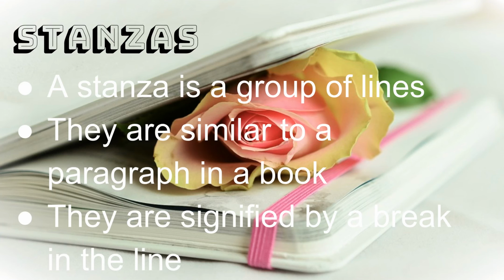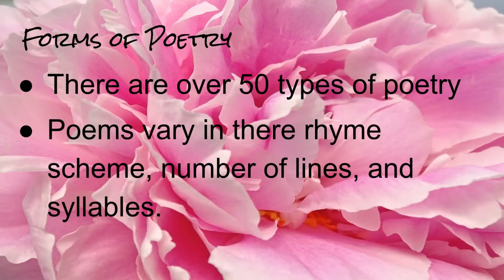Now in poems there are stanzas, and a stanza is a group of lines, and they are very similar to a paragraph in a book. They are signified by a break in the line. Now there are different forms of poetry. There are over 50 forms of poetry, and the different forms vary in the rhyme scheme, the number of lines, the syllables, the rhythm, and many other things.